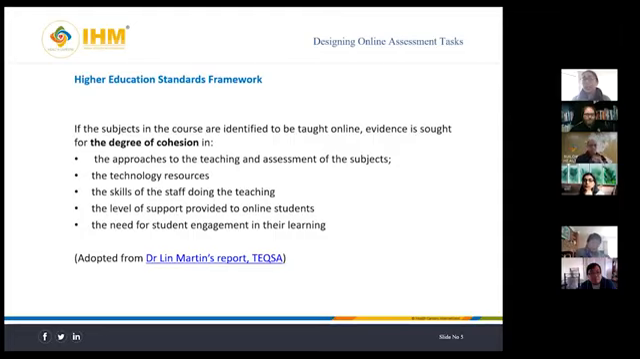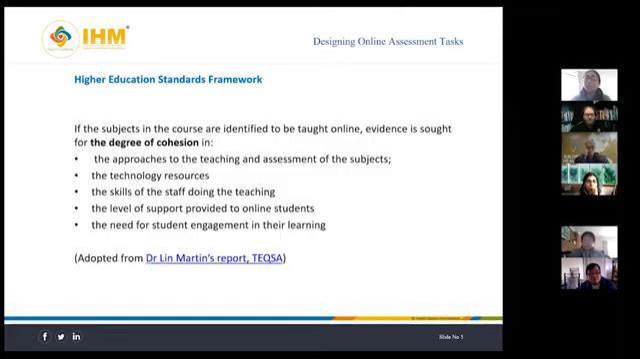Degree of cohesion in the approaches of teaching and assessments of the subjects or the units we are teaching, the technology resources that we will be using and how they will be shared with our students, and also the staff skill. Are the staff of that higher education institute who will be teaching the students in this online delivery mode skilled enough to undertake this task? The level of support provided to online students has to be evident as well. What additional support are you going to provide to an online student versus a face-to-face student?